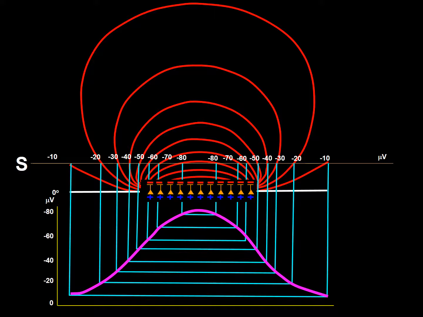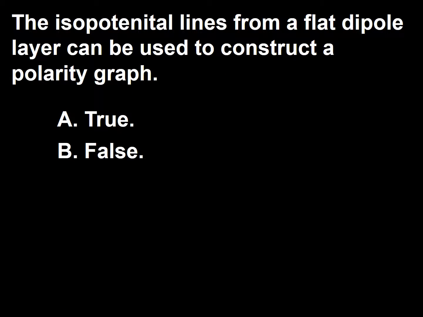The next step is drawing a contour line going through the angular points of the aqua lines, as I have done in this frame. This contour line represents a voltage graph. So the answer to this question is true.